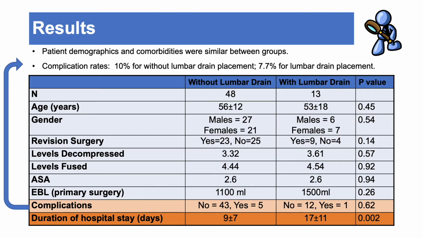This is the results section of our slide. It shows that the complication rates for patients with lumbar drains were not statistically different from those who did not have lumbar drains. Their hospital duration, however, was longer for patients with the placement of a subarachnoid or lumbar drain. The patients themselves, from a demographic standpoint, were the same in terms of age and gender, whether they had a revision surgery or not, and the number of levels that were decompressed.